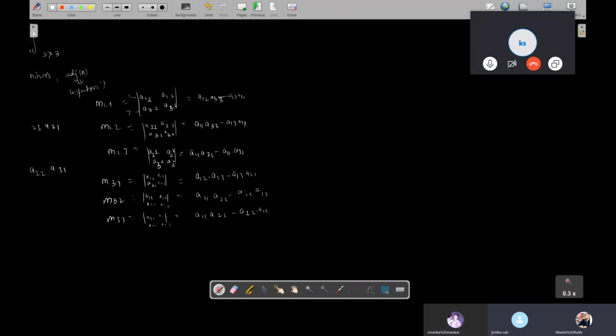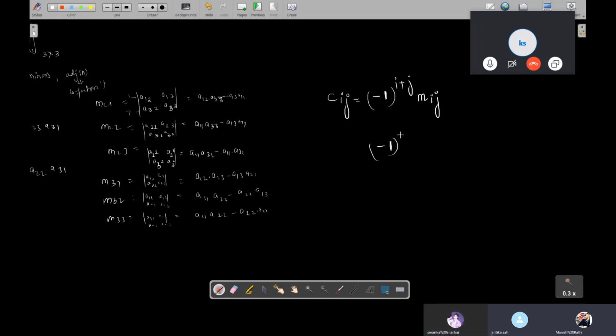So moving on to cofactor. Cofactor again will be represented as C11, C12, C13, C21, C22, C23, C31, C32 and C33. The formula is (-1) raised to the power i plus j, into Mij. Now you need to keep a note over here.